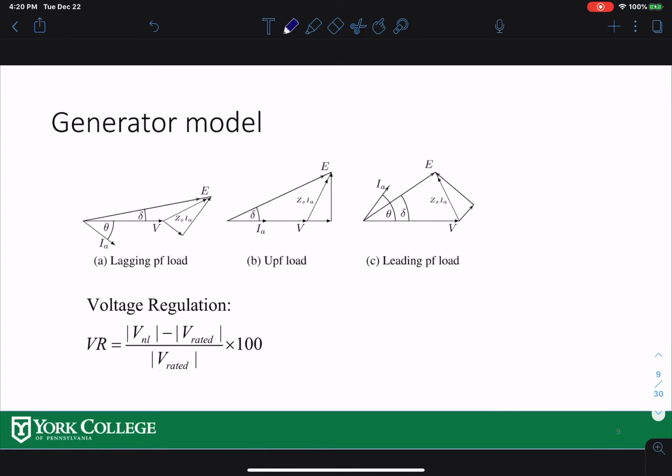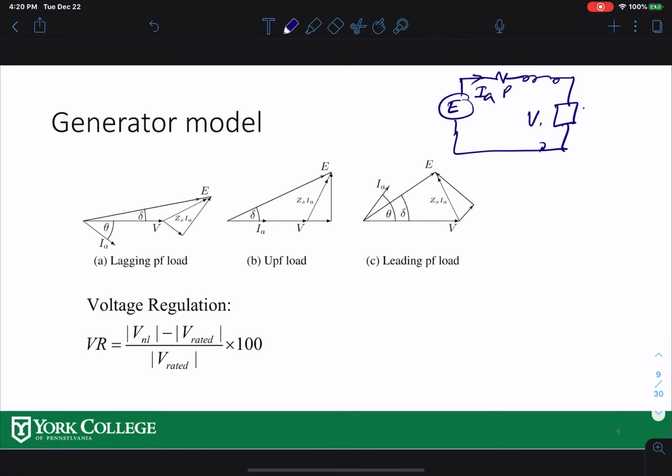Now there are three different kinds of operation. I'm going to draw it over here again. You have E over here, right? Then this model has both RA and XS. Then you have the load over here, right? So this is basically your terminal voltage V. The current going here is IA. This is RA, this is jXS, right?